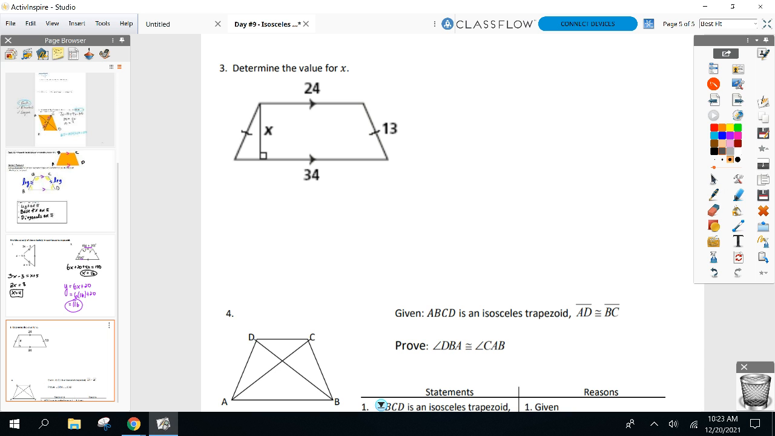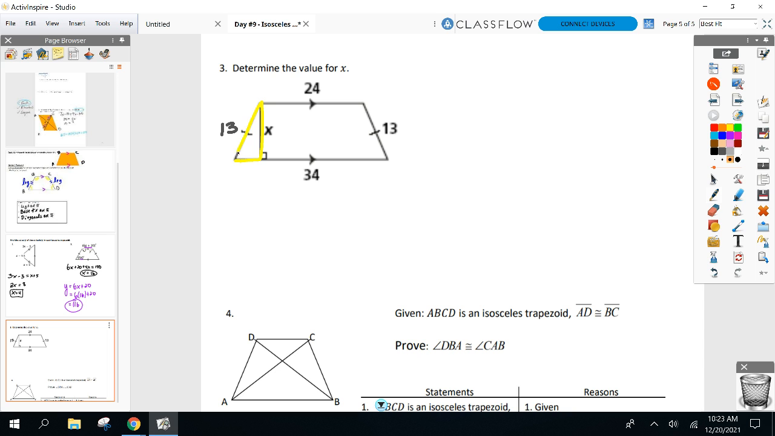This is an isosceles trapezoid. Finding x. Can I fill out any other side lengths right now? What's the other leg length? 13, right? They're congruent, so that's 13. Oh, wait, wow. What type of triangle do I have over there? A right triangle, yeah.